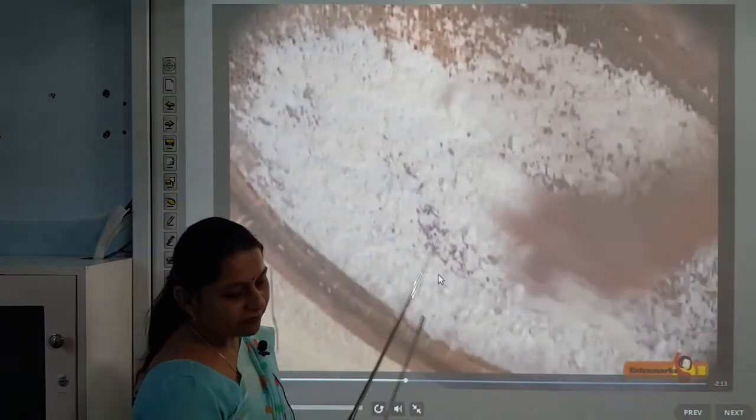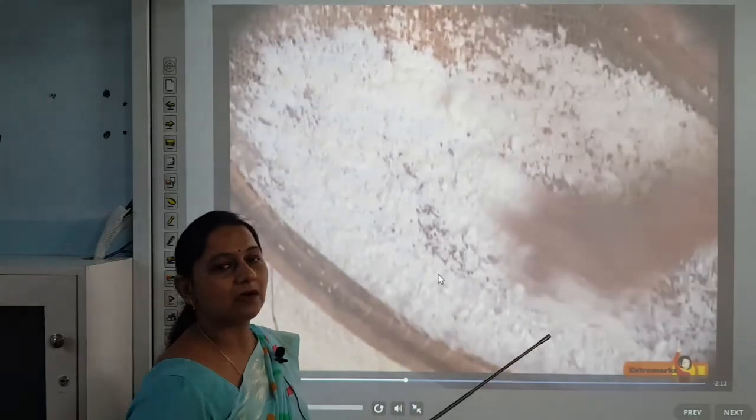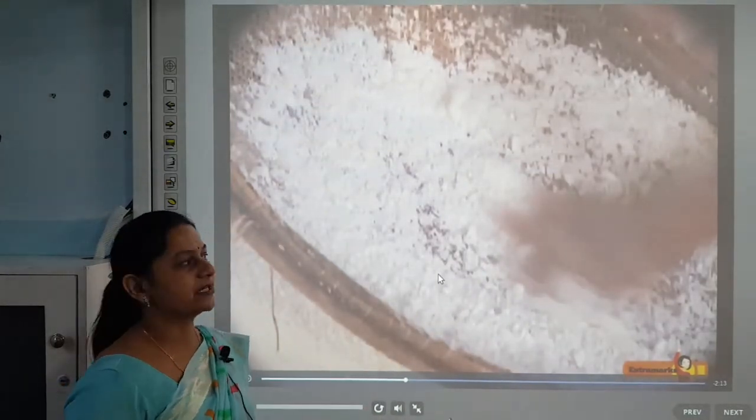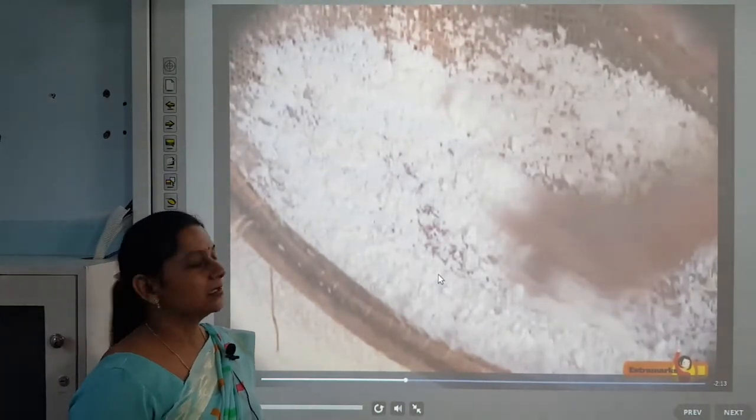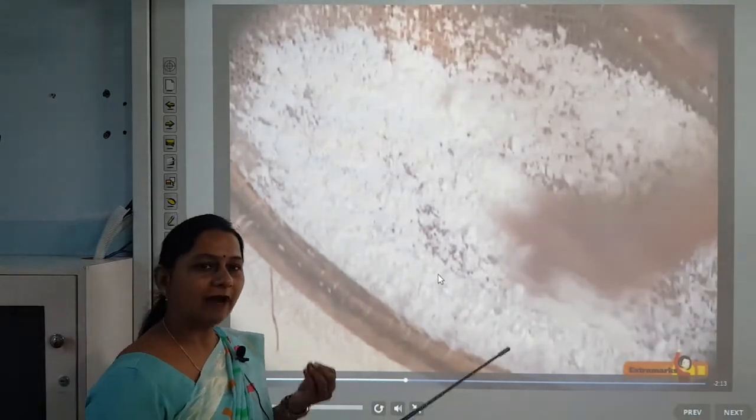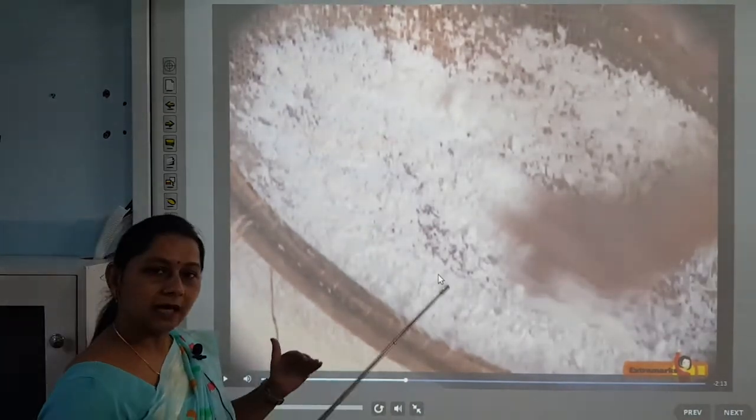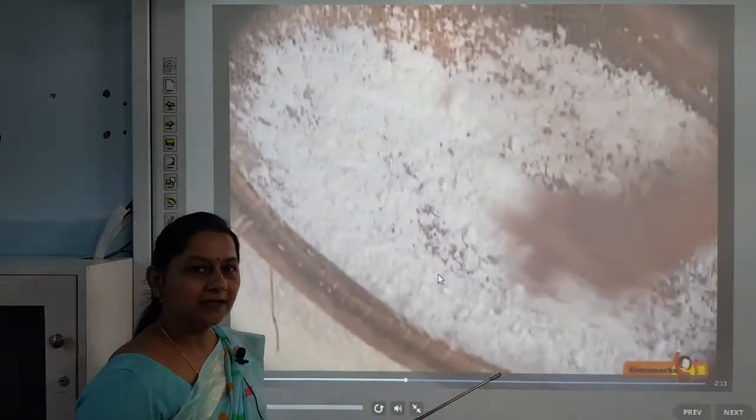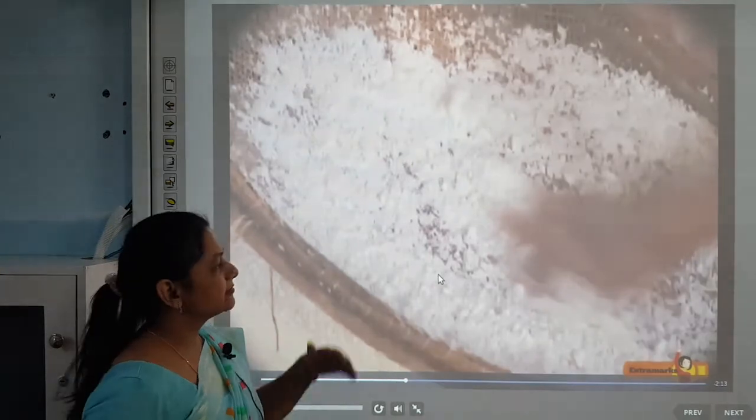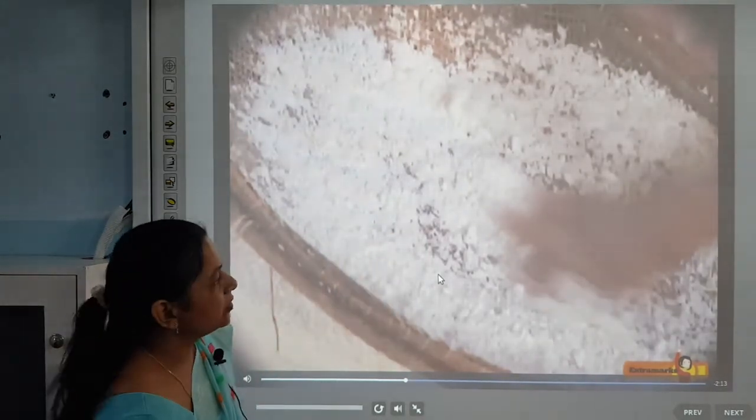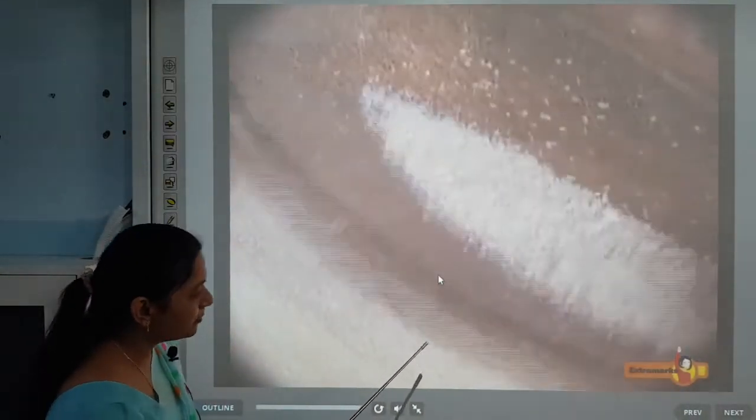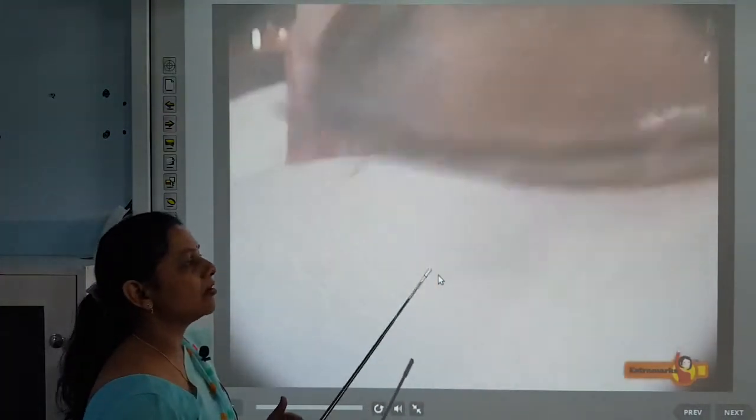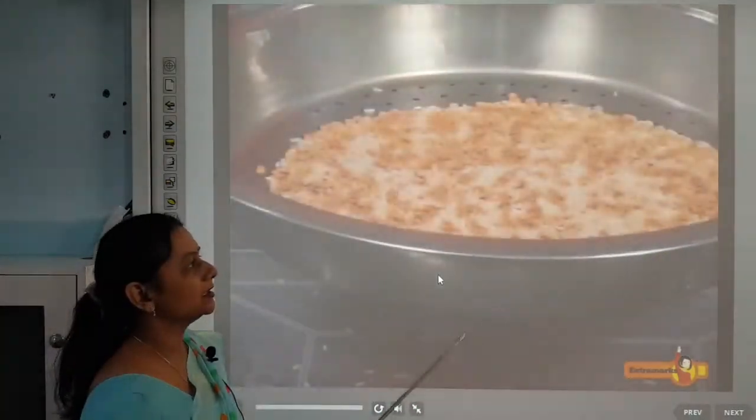When we are sieving, this is used if the components of the mixture are of different size. Like when we sift flour, the smaller fine particles of flour come down through the pores of the sieve, and the rough bran remains on the sieve. This is how you can see when there is a difference between the size of the particles, the smaller particles come down through the pores, and the heavy or bigger particles are retained in the sieve.